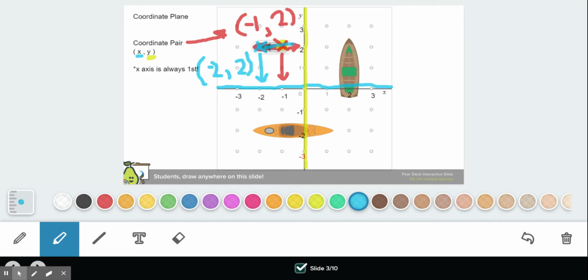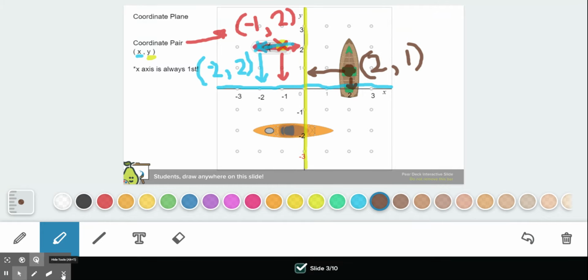So we could do the same thing. Let's do maybe one more point. Let's maybe do the middle point of this boat right here. So we can start by going down to the x-axis. So it's going to be 2. And then we go over to the y-axis, and that is +1. So we put a comma 1. So the coordinate pair for that spot of that boat is 2, 1.